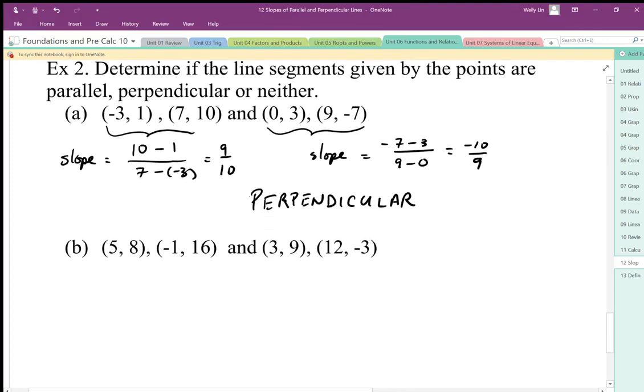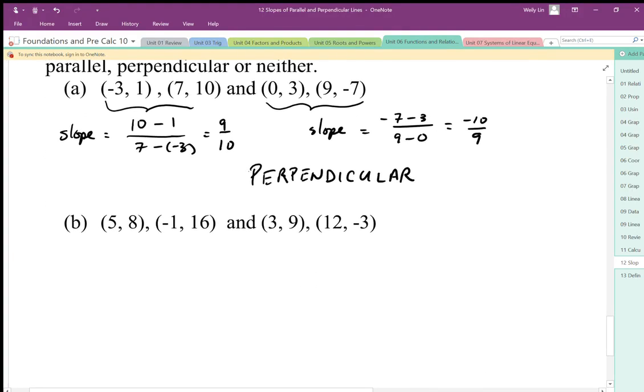So we do the same thing here. We can compare these line segments by calculating the slopes. The change in y, 16 minus 8, over the change in x. Again, just make sure I have it in the right order. If I don't have it in the right order, then I've calculated my slope incorrectly. So I'm going to have 8 over negative 6. Here my slope is going to be the change in y, so negative 3 minus 9, over the change in x, 12 minus 3.